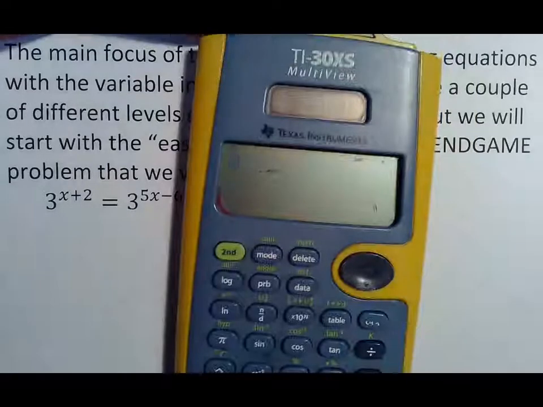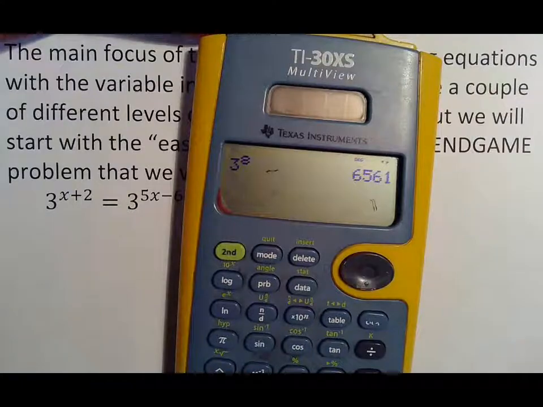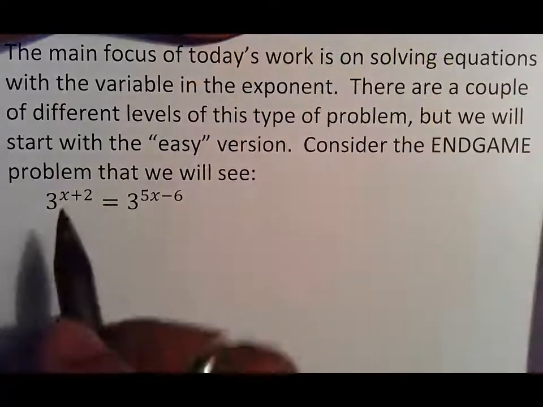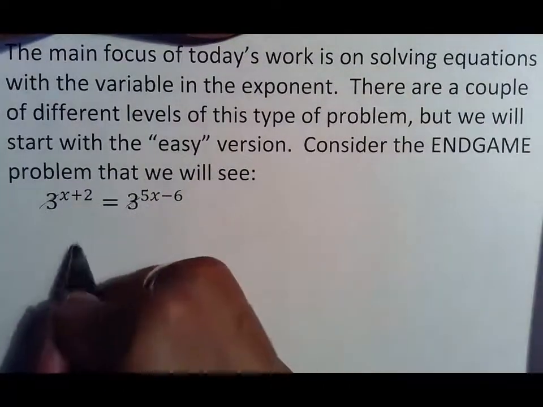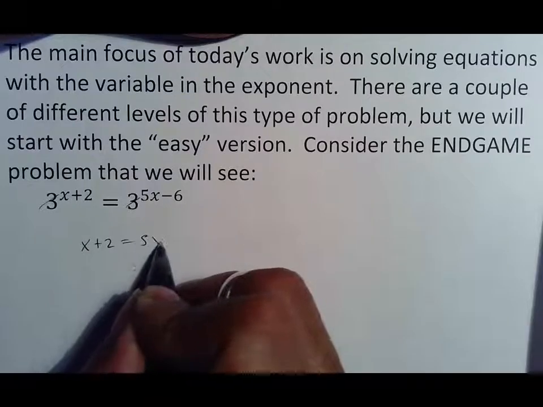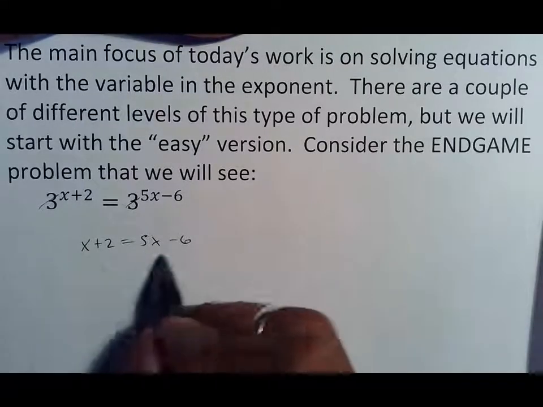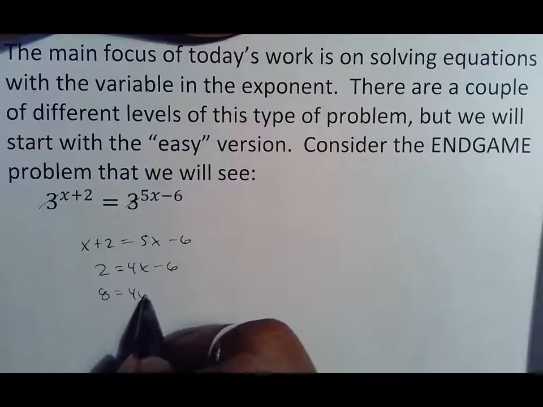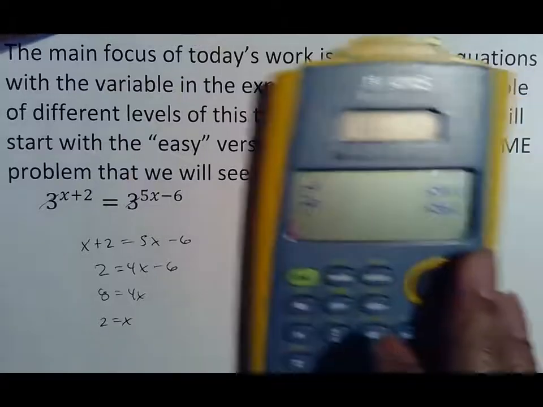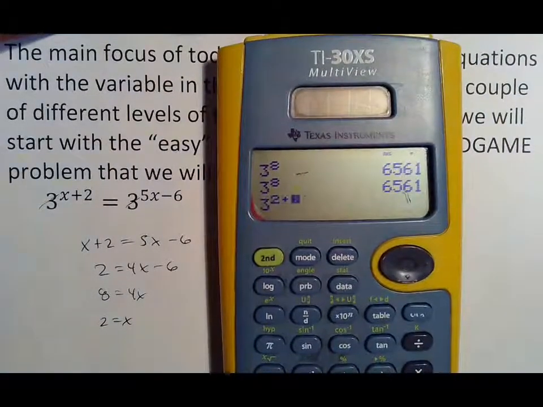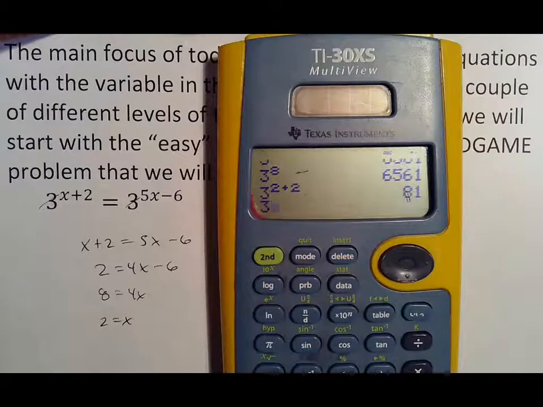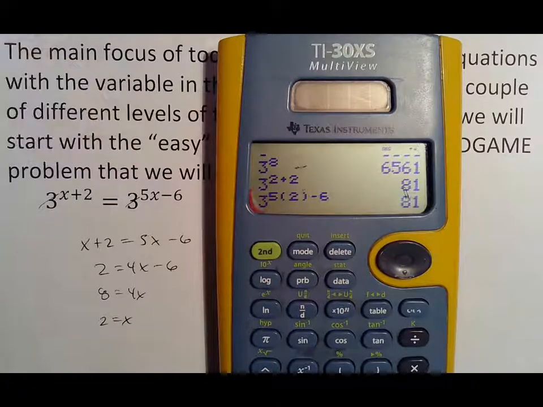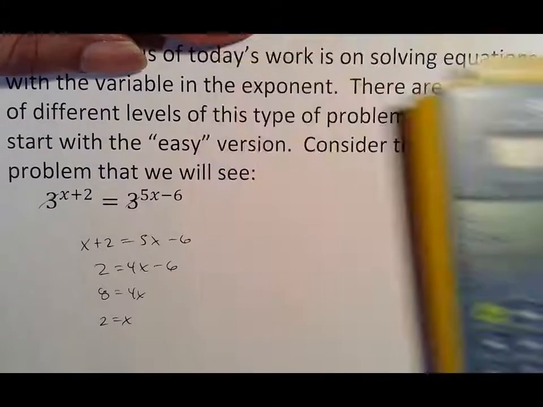Well, if 3 to the something equals 3 to the something, the only number that it has to be is that those two numbers have to be the same. So whenever the base is the same, you can honestly ignore the base and focus on the variable. X moves over, 6 adds, 4 divides. 3 to the 2 plus 2 is 81, 3 to the 5 times 2 minus 6 is 81. So again, 2 works. That is your answer.